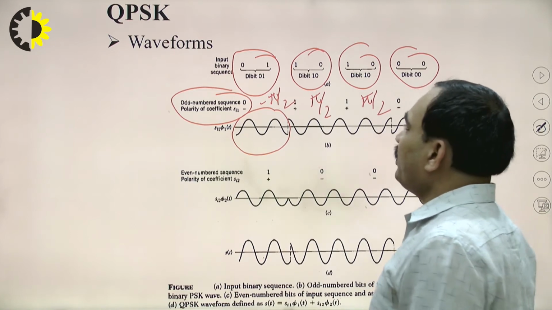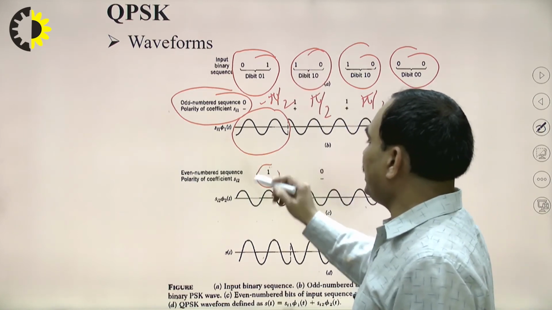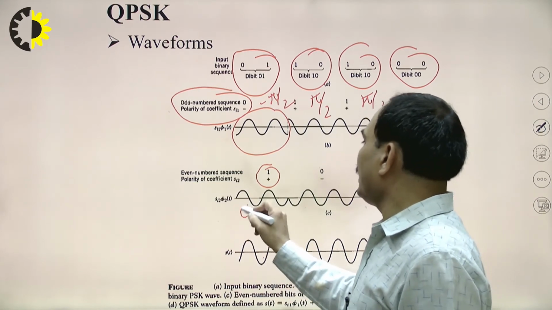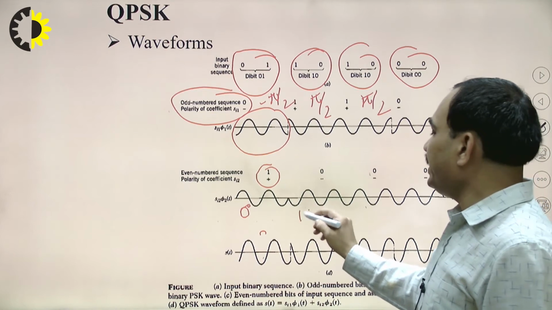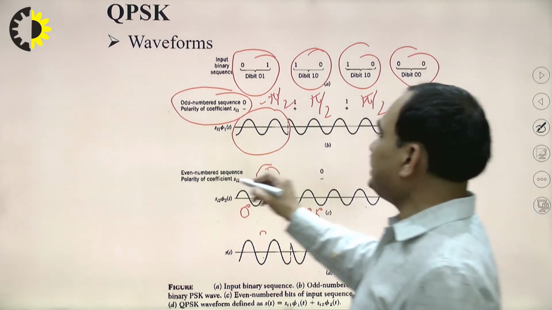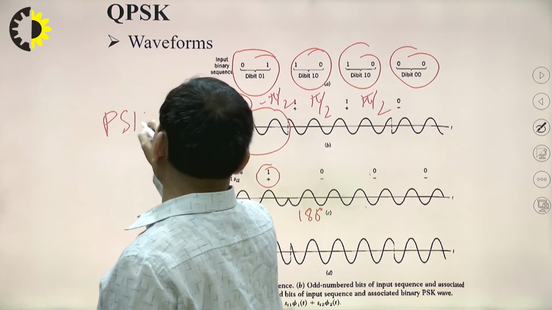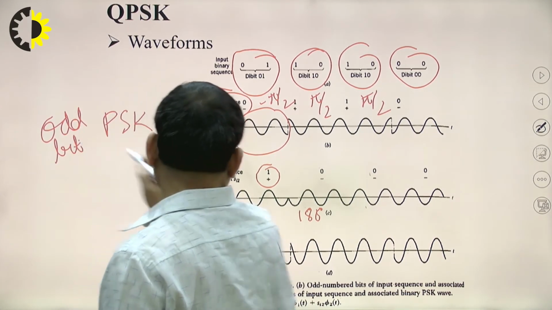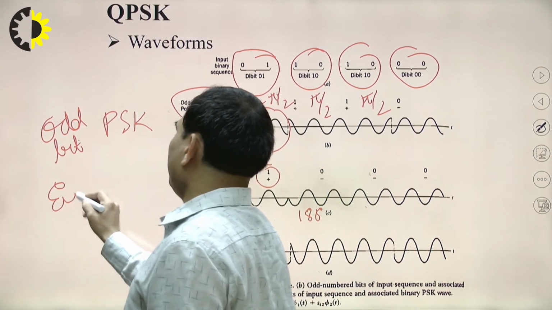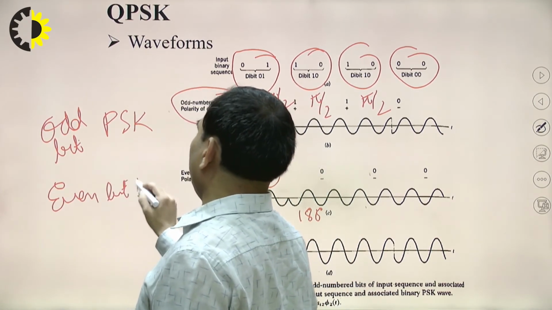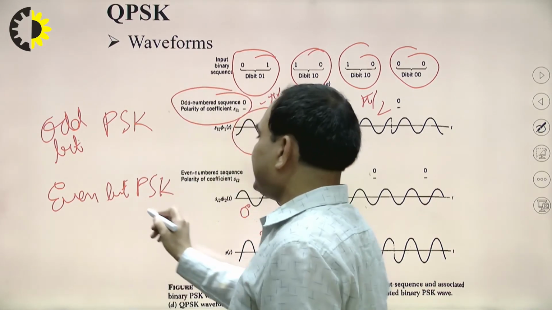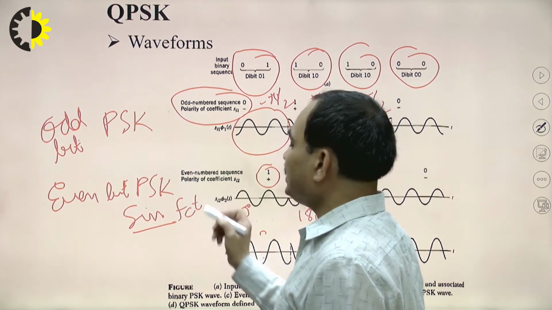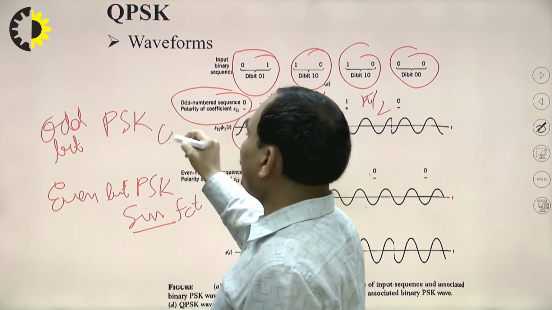When we are talking about the next bit, that is 1, it is starting from 0, so it is 0 degree. Here we have 0, so it is 180 degree. So this is the BPSK. This is the PSK for the odd bit, and this is showing the even bit PSK. The even bits are multiplied with the sine carrier, and the odd bits are multiplied by the cos carrier.